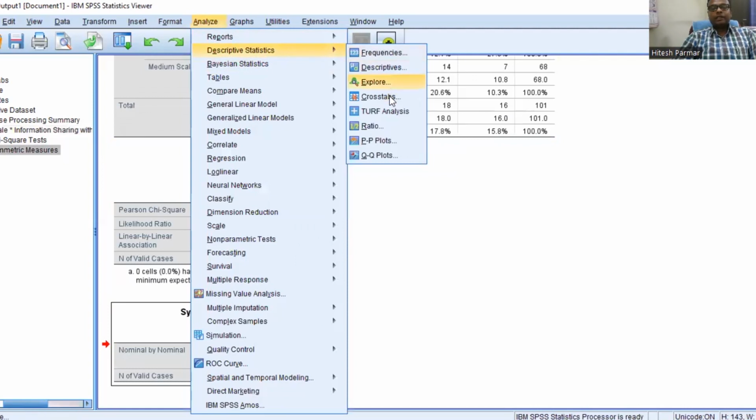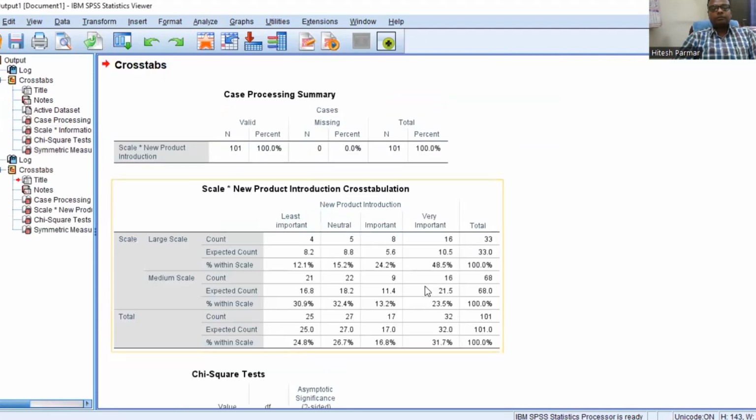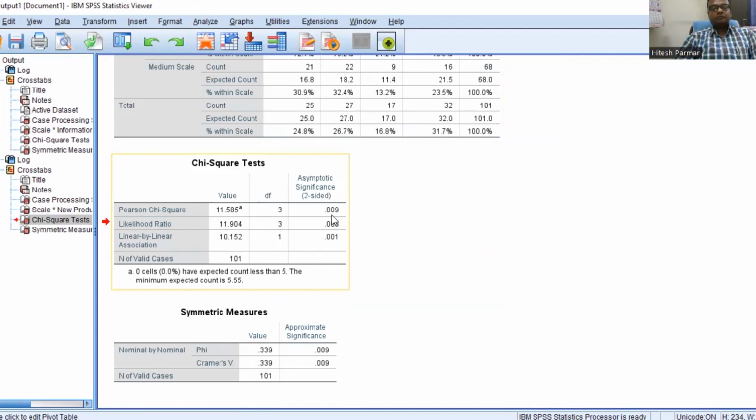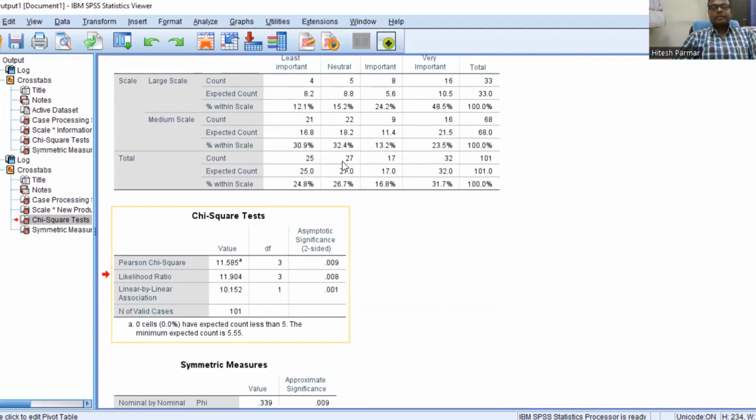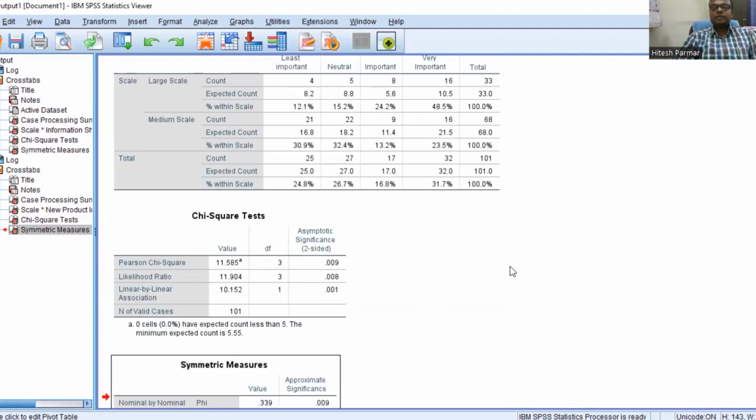Similarly, for the second variable, suppose we want to include new product introduction, same result, Pearson chi-square 0.009. So we are rejecting the null. There is an association, but the association is moderate, 0.339. Cramer's V, the value is 0.339. Association is moderate.